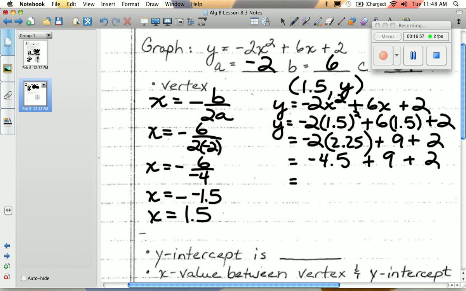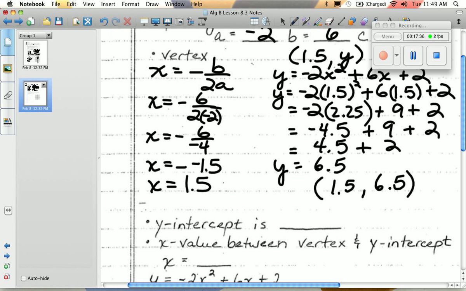Employers are going to like you better when you can do math in your head instead of always having to go to that calculator. -4.5 plus 9, what is that? Half of 9 is 4.5, you guys. Oh, yeah. Okay. So what's the y value of our vertex? 6.5. So our vertex is (1.5, 6.5).